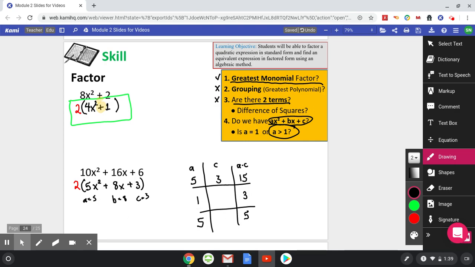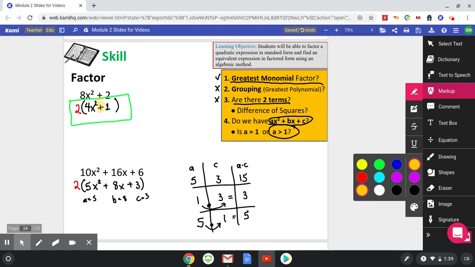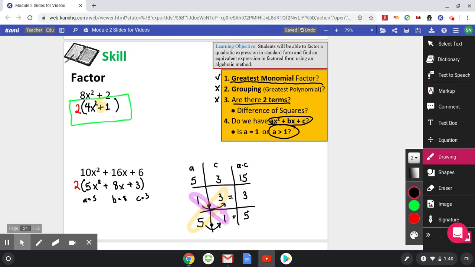So 5 times 1 would give me 5. Okay. Now I need to know 1 times which number will be equal to 3. 1 times 3 equals 3. 5 times which number equals 5? This would be times 1. And now we're ready for the factors. 5 and 3 would be the numbers on the first factor. The 1 and the 1 would be the numbers on the second factor.